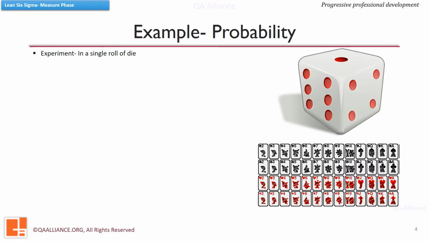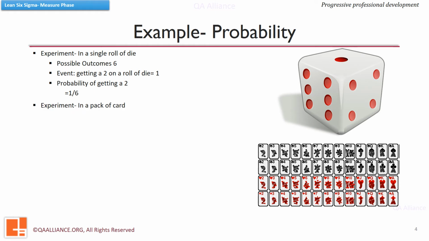For example, in a single roll of a die, the possible outcomes are 6. Say we want to calculate the probability of getting a 2 on a roll. So at a roll, we can get 2 only once, thus the probability will be 1 out of total 6 possible outcomes. Similarly, taking another example of a pack of cards, total possible outcomes are 52. At a time, getting a 2 of spade is only once, so the number of occurrences is equal to 1, and probability hence will be 1 by 52.